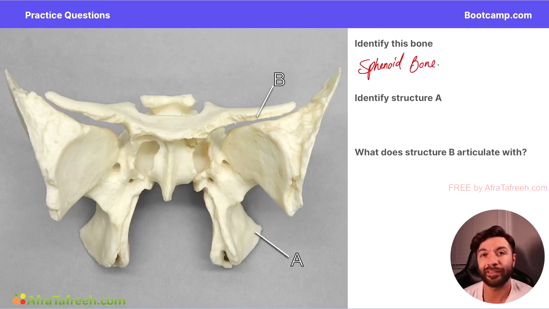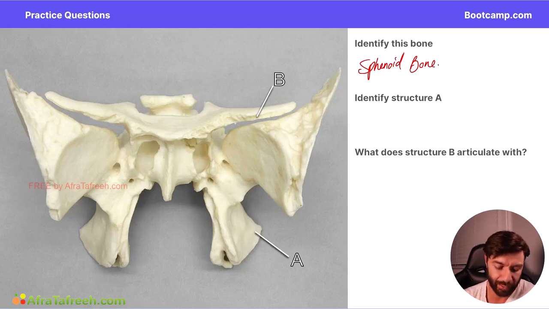So now that we know that this is the sphenoid bone, what processes or what bony feature is coming down and acting like the feet of the bat? So what is this structure right here? Well, these are the pterygoid plates. Remember how we have a medial and a lateral pterygoid plate? This would be the medial pterygoid plate, and right here would be the lateral pterygoid plate.